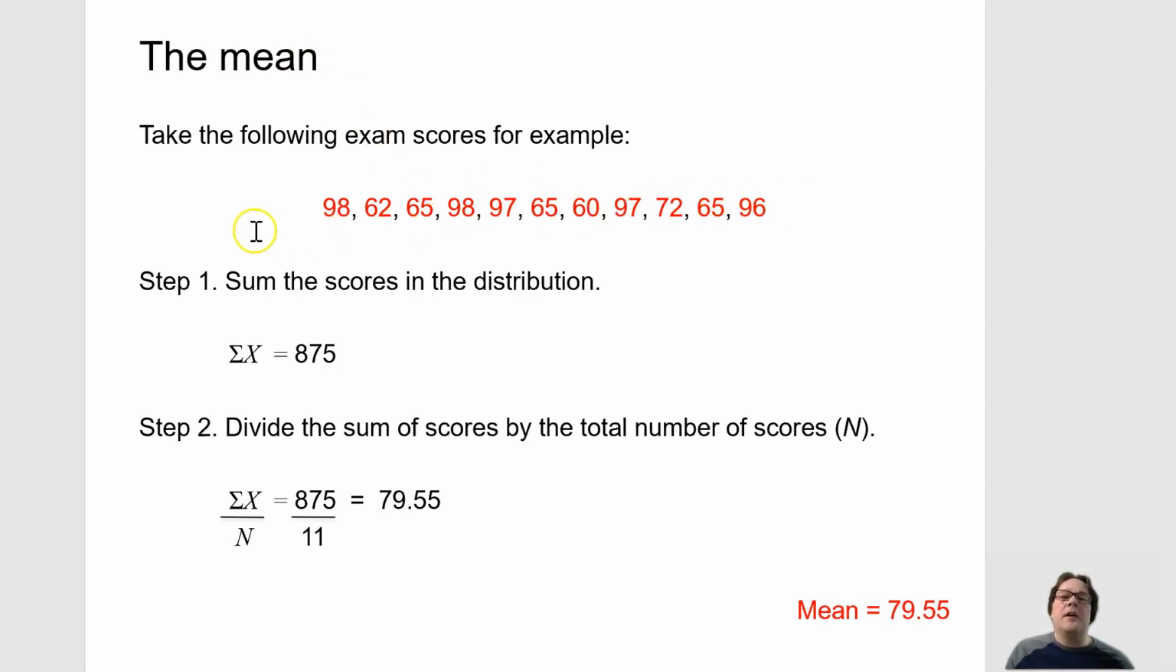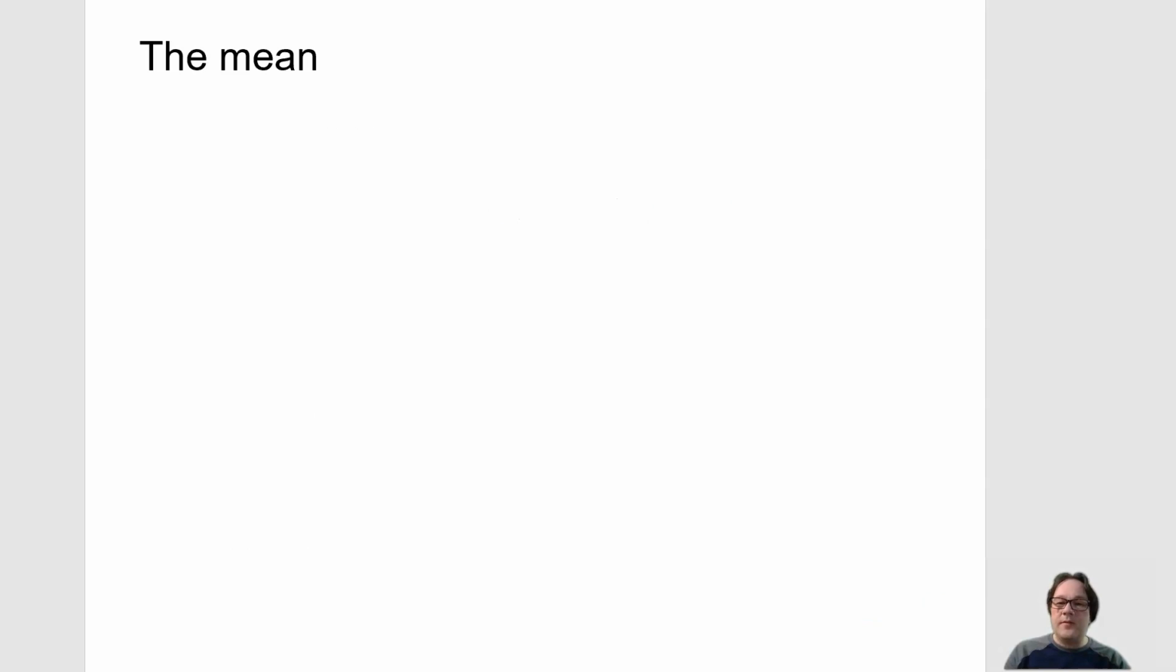And if we take a look at this distribution, if we take a look at the individual scores in there, we can see that 79.55, just by eyeballing it, I would say is doing a pretty decent job at representing the middlemost, not the middlemost in the sense of median, but the mathematical center of this distribution. Okay, so what are some of the issues that come with using the mean?